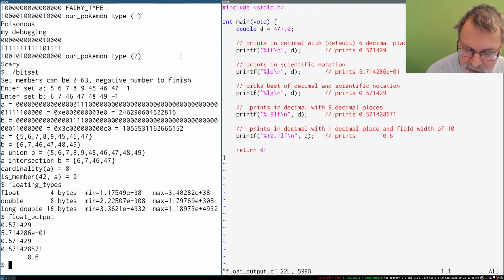So if you want more decimal places, you can get 9 by saying .9 here, or you can also specify a field width. That's all that fun with printf.